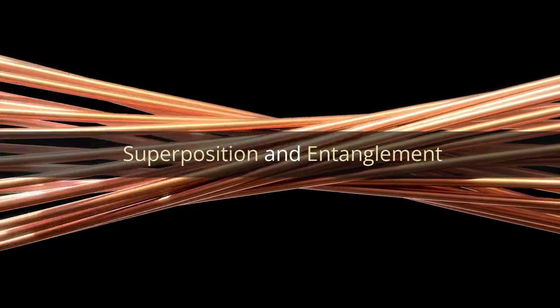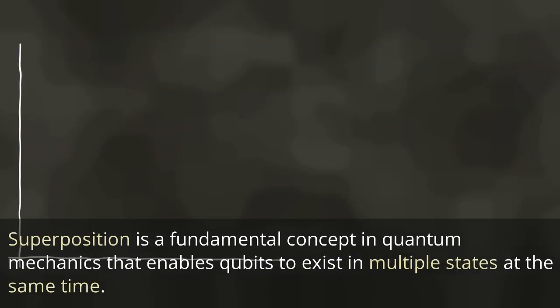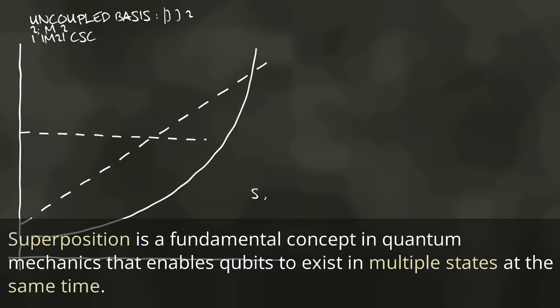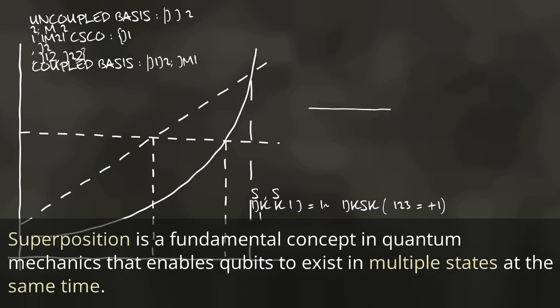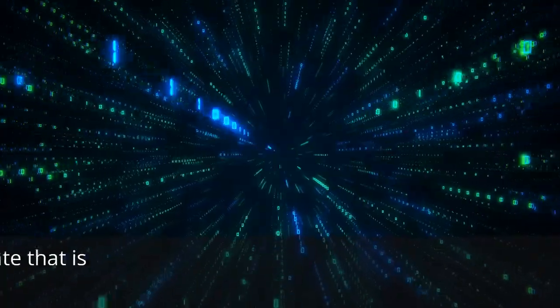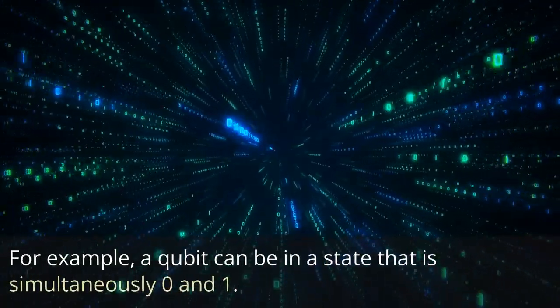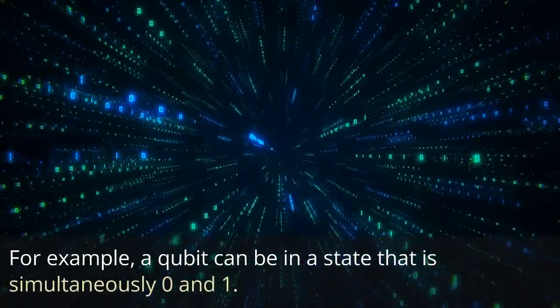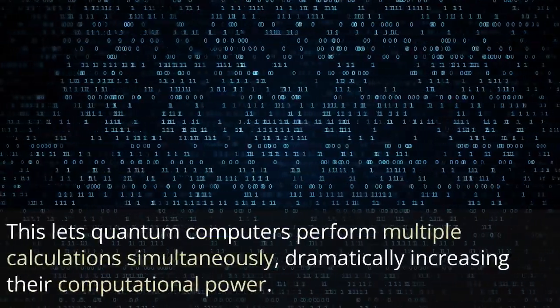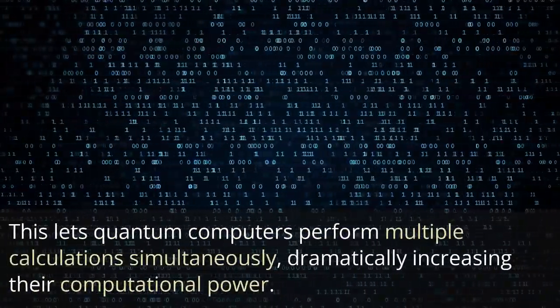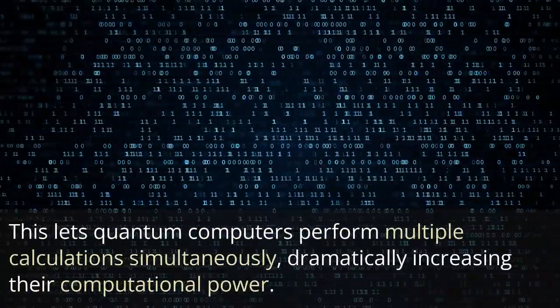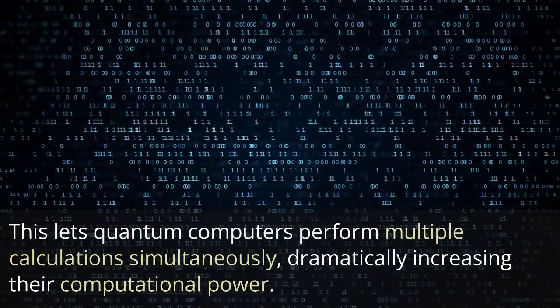Superposition and entanglement. Superposition is a fundamental concept in quantum mechanics that enables qubits to exist in multiple states at the same time. For example, a qubit can be in a state that is simultaneously 0 and 1. This lets quantum computers perform multiple calculations simultaneously, dramatically increasing their computational power.